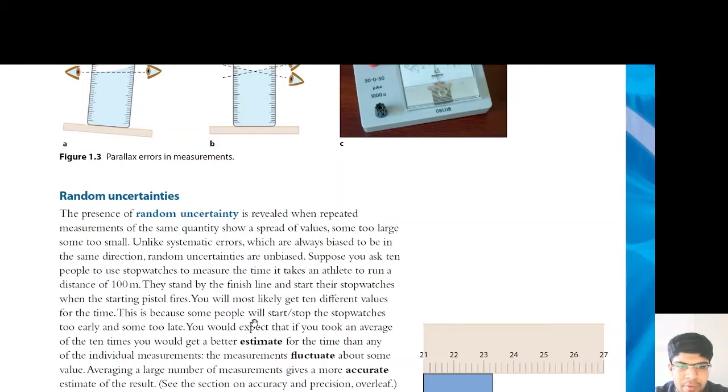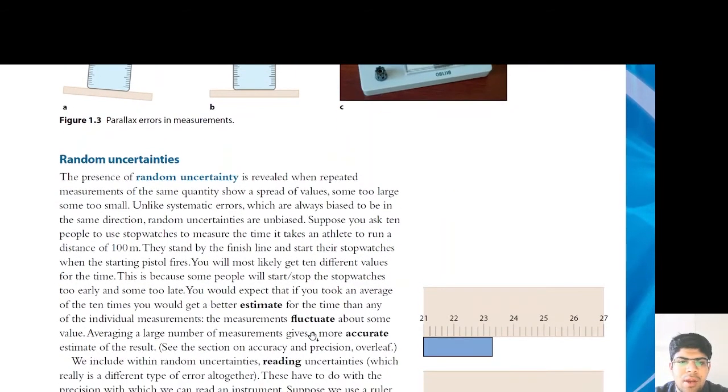This is because some people will start or stop the stopwatch too early or too late. You would expect that if you took an average of 10 times, you would get a better estimate of the time than any of the individual measurements. The measurement fluctuates about some value. Yes, averaging a large number of measurements gives a more accurate estimate of the result.